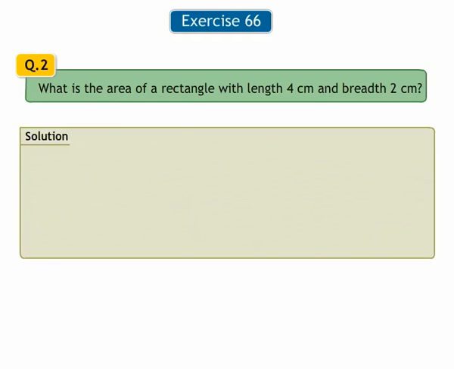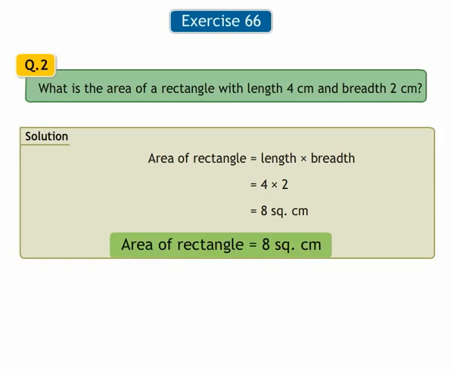Solution. Area of rectangle is length into breadth. Length is equal to 4 centimeters and breadth is equal to 2 centimeters. Therefore, area is 4 into 2, which is equal to 8 square centimeters. Therefore, area of a rectangle is equal to 8 square centimeters.